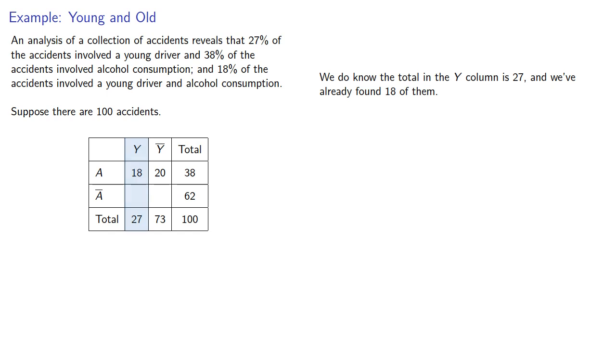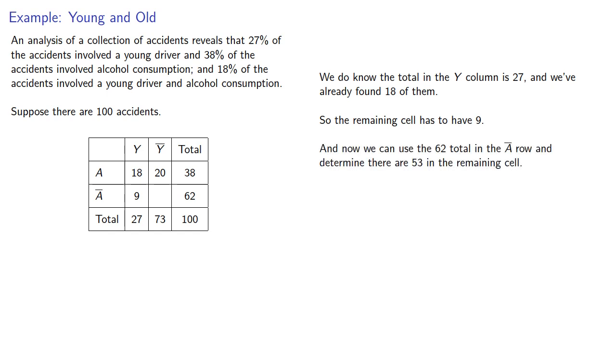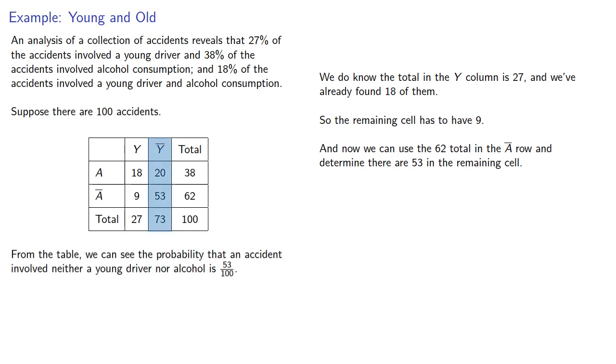We do know the total in the Y column is 27, and we've already found 18 of them, so the remaining cell has to have 9. And now we can use the 62 total in the A complement row and determine there are 53 in the remaining cell. And from the table, we can see the probability that an accident involved neither a young driver nor alcohol is 53 100ths.